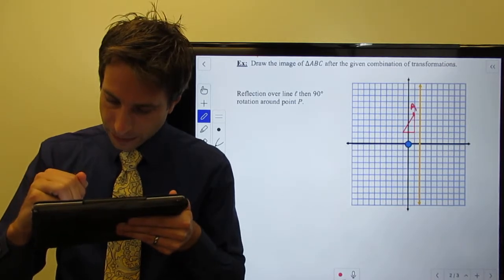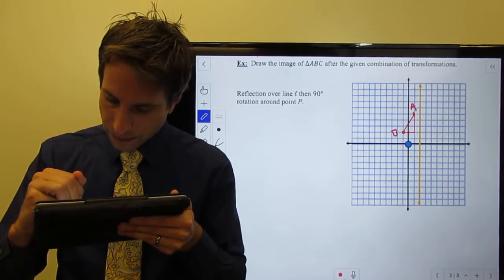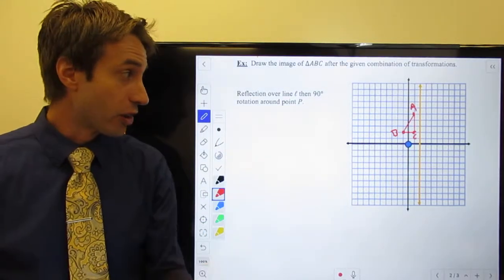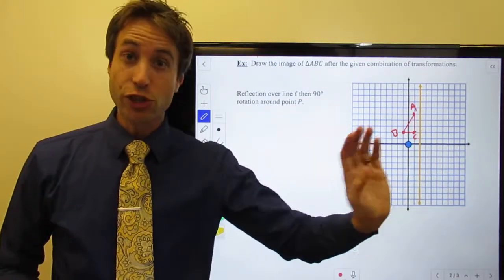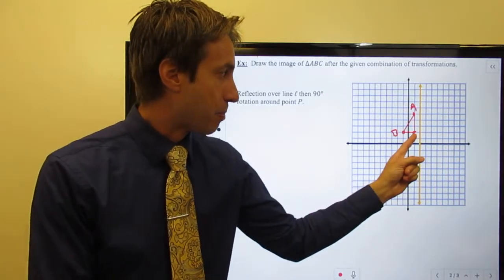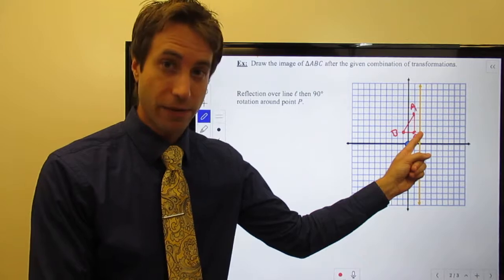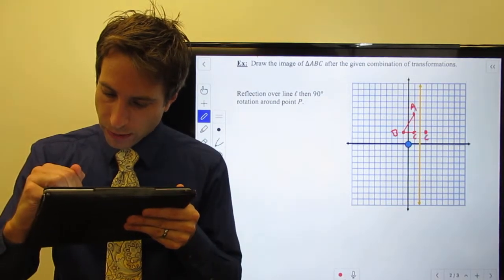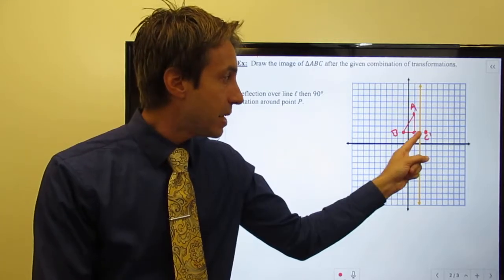There's A, B, C. All right. Perpendicular line, and then draw the mirror image on the other side of the line of reflection. My point C is 1 unit from the line of reflection. So C prime will be 1 unit on the other side.